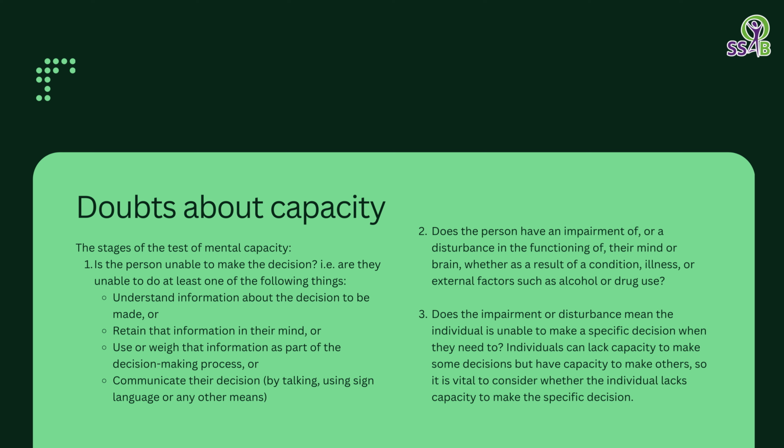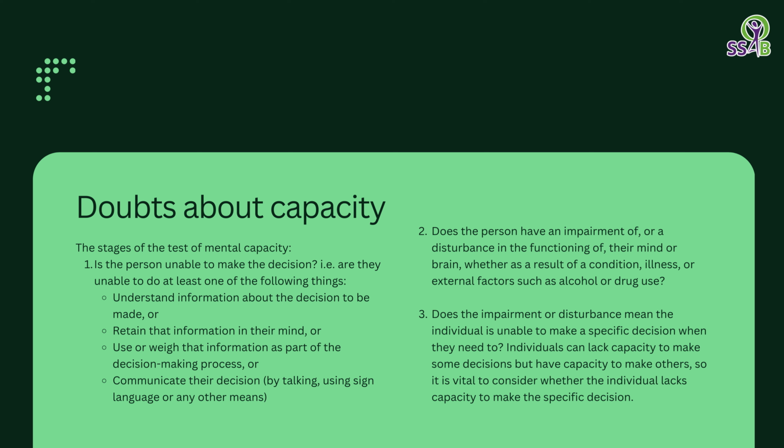And the next stage is, if that is the case, does the person have an impairment of or a disturbance in the functioning of their mind or brain? And this can be caused by a condition, an illness, or external factors such as alcohol or drug use.